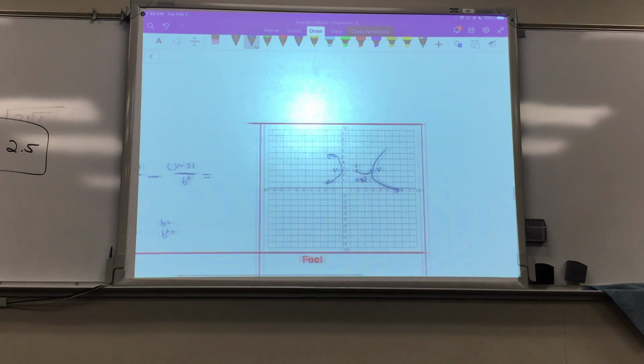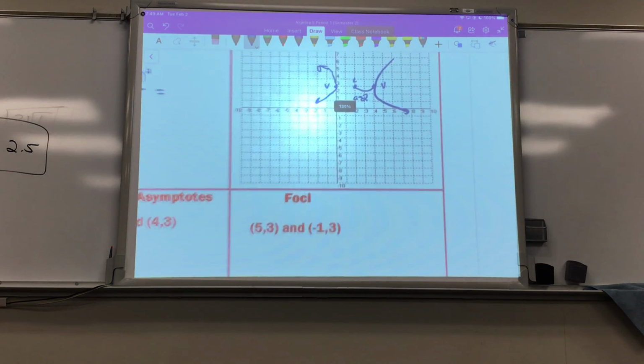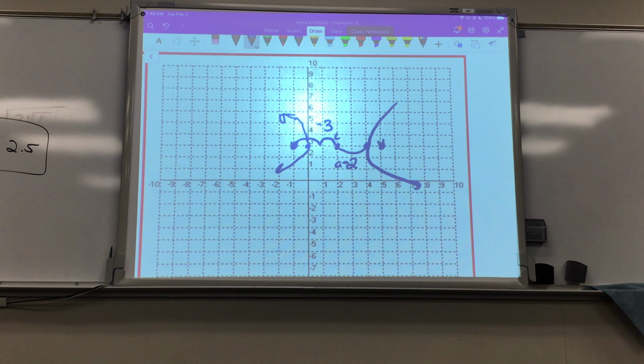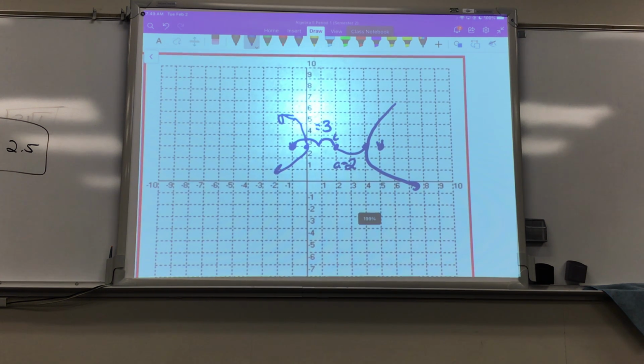Now, this is where we're going to use that other point, the foci: (5, 3) and (negative 1, 3). So this distance is what? 3. Is that b? Distance from center to foci will be which one, b or c? C.